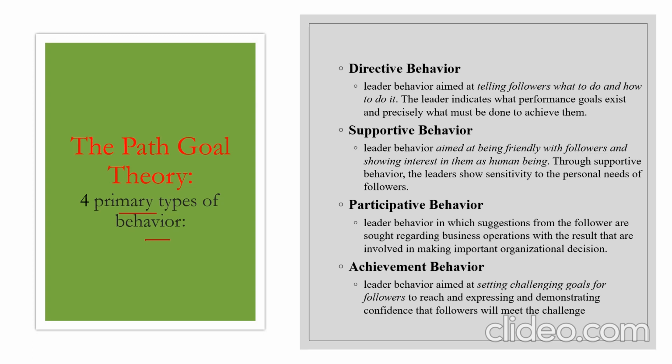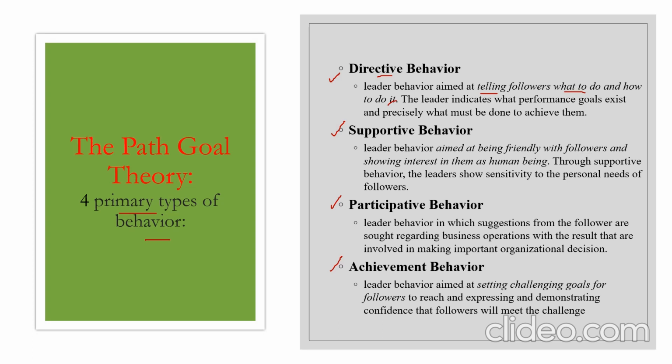So there are 4 leadership behaviors that the leader can use. There are directive behavior, supportive behavior, participative behavior, and also achievement behavior. So let's look at the meaning of each of the leadership behavior first. Okay, directive behavior, by the word directive. This is the behavior of a leader or the style of a leader. Directive means memberi arahan. Leader behavior aimed at telling followers what to do and how to do.